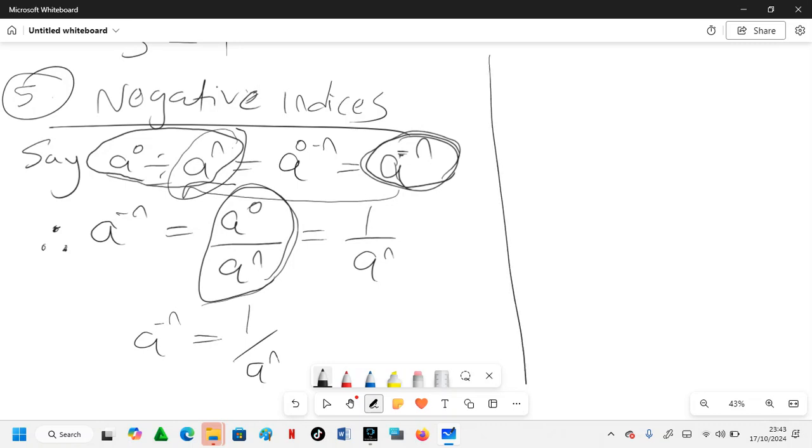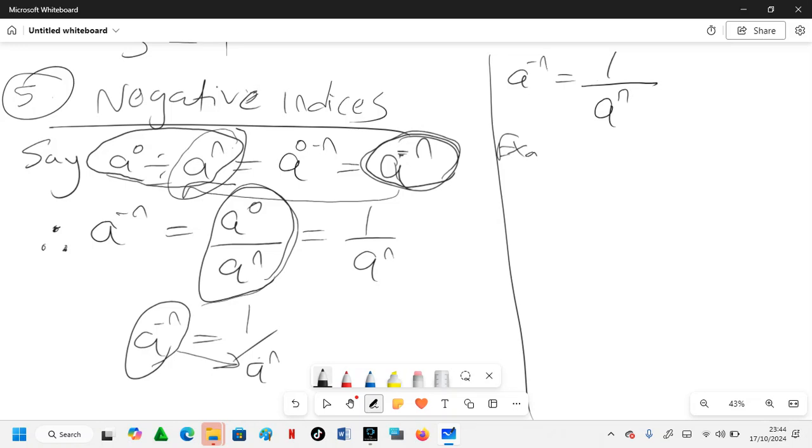Basically what we're doing is we are putting this under, and then we are leaving the negative sign out, right? So a to power negative n, you just say 1 over the same thing, a to power n. Now you assume the negative.